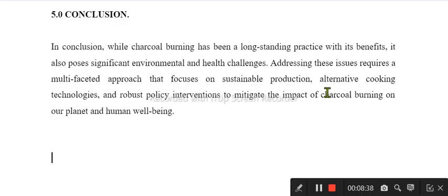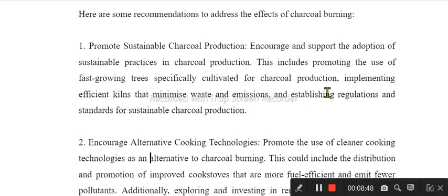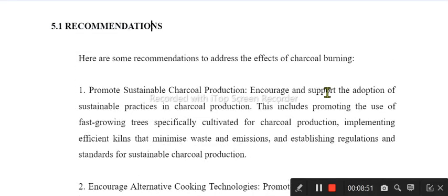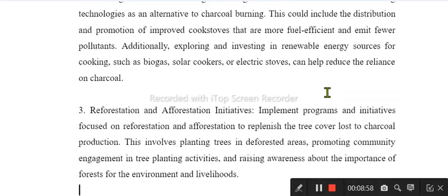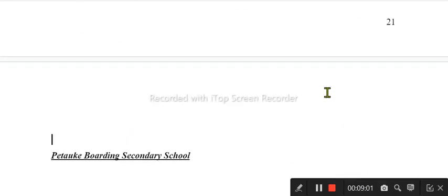Conclusion, you conclude by saying how you can address the problem or the topic at hand. And then, after the conclusion, you go to the recommendation. Now, the recommendation is freestyle. These are your recommendations. What do you recommend should be done to improve on a particular topic which you've been given, which is at hand?